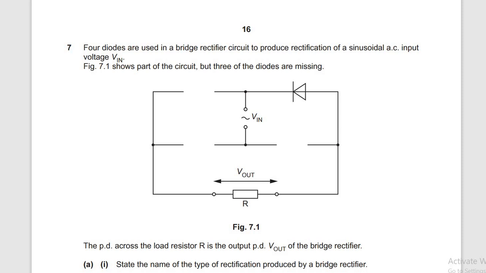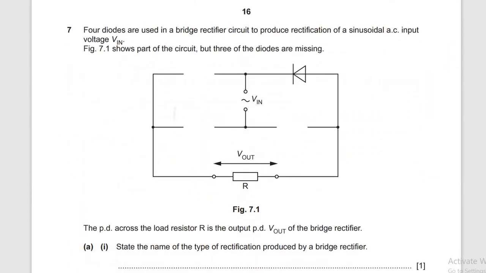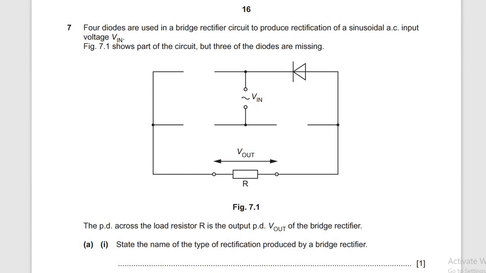Oh, bridge wave rectifier. Let's see it. Four diodes. That's how I know it's a bridge rectifier. You have four diodes in a bridge rectifier circuit to produce rectification of a sinusoidal AC input. Figure 7.1 shows part of the circuit, but three diodes are missing.